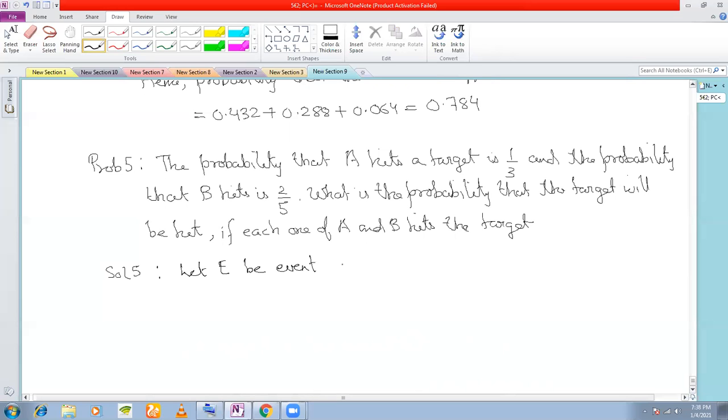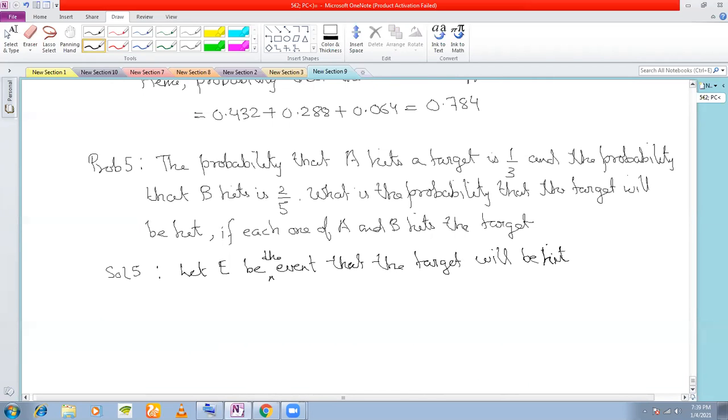According to the question, E is the event. Let E be the event that the target is hit, that the target will be hit. What are the probabilities given here?